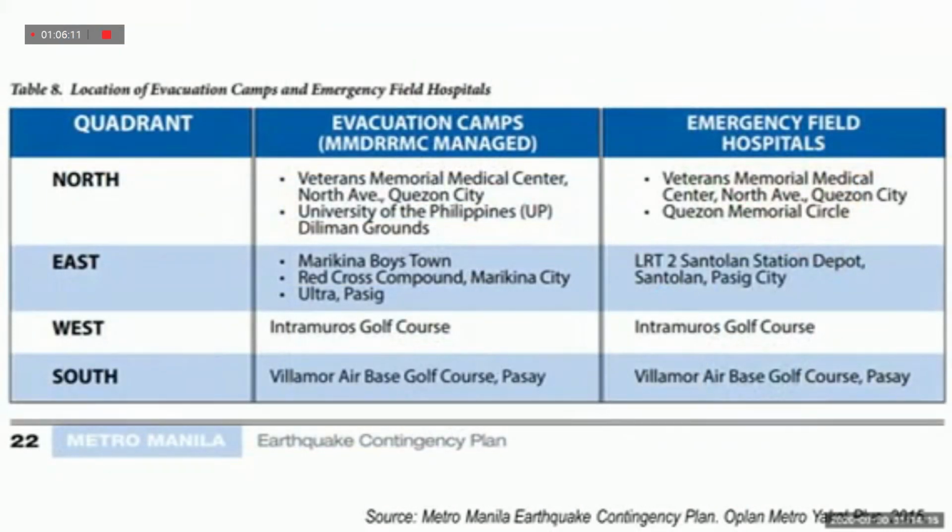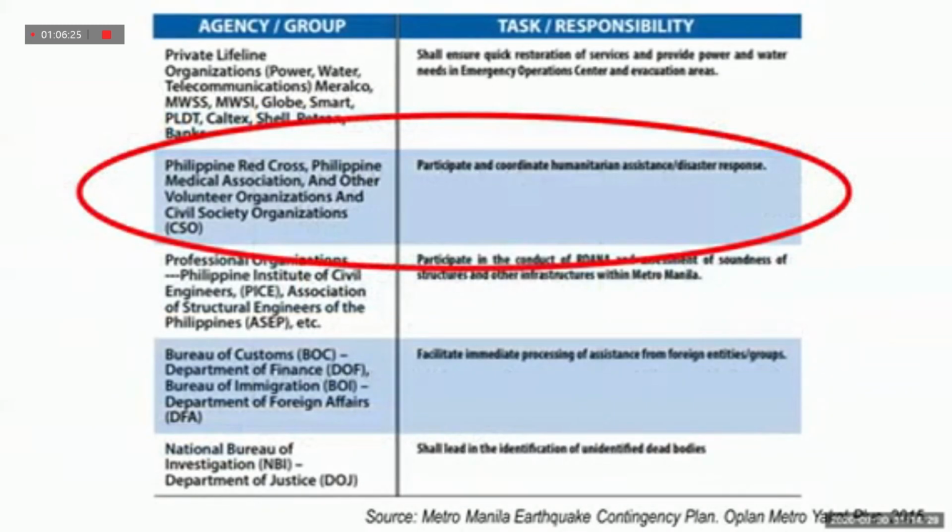So these are the identified camps and the emergency field hospitals in terms of where you are if and when the big one would happen. So how would you as a family physician enter and participate? Here for the agency and the groups, you have other volunteer organizations, civil society. We can participate in terms of humanitarian assistance or even in the disaster response.